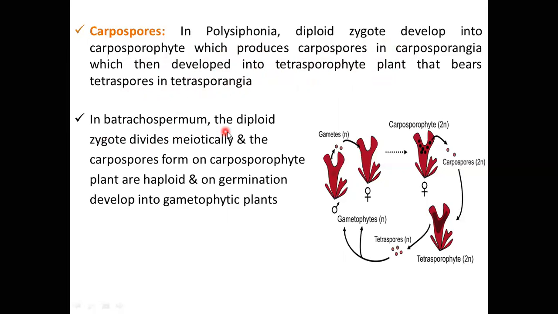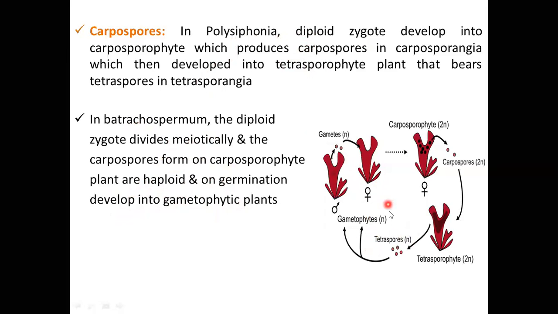But in Batrachospermum, the diploid zygote divides meiotically, and then carpospores are formed on carposporophytes. So the carposporophyte plants are haploid in Batrachospermum, and on germination they develop into gametophytic plants. So they directly germinate into a gametophytic plant without the formation of tetrasporophytes. So you have to remember this: in Batrachospermum the carpospores are haploid, and in Polysiphonia the carpospores are diploid.